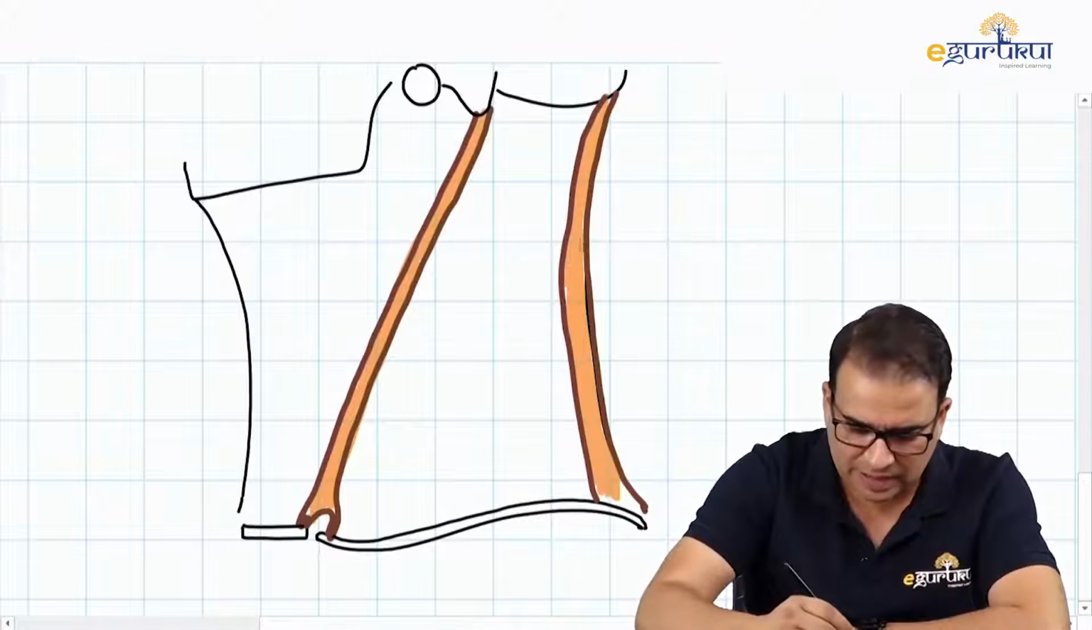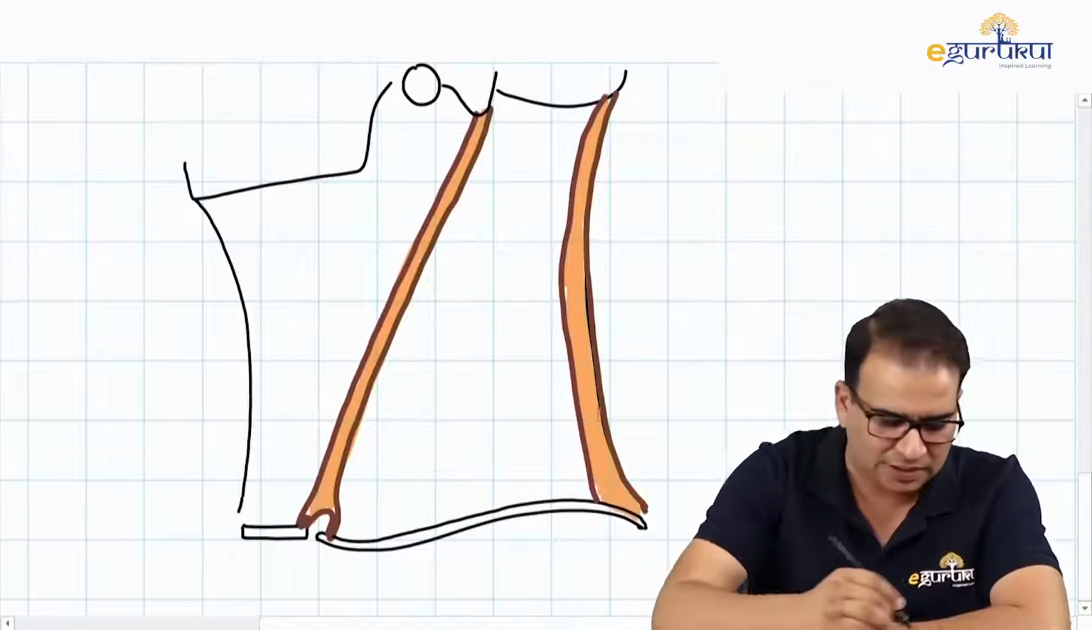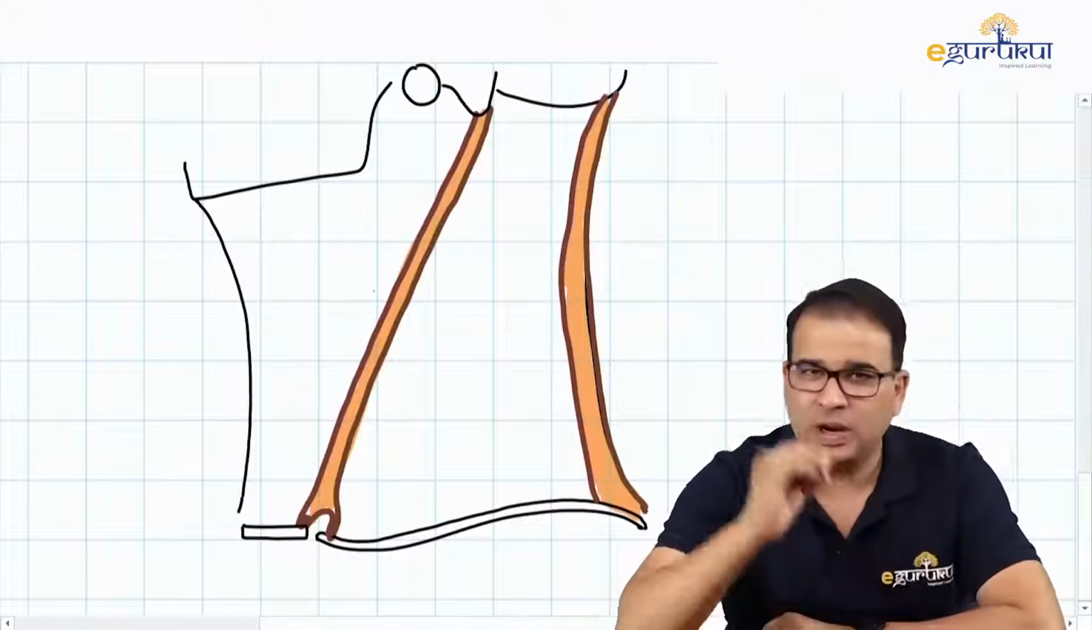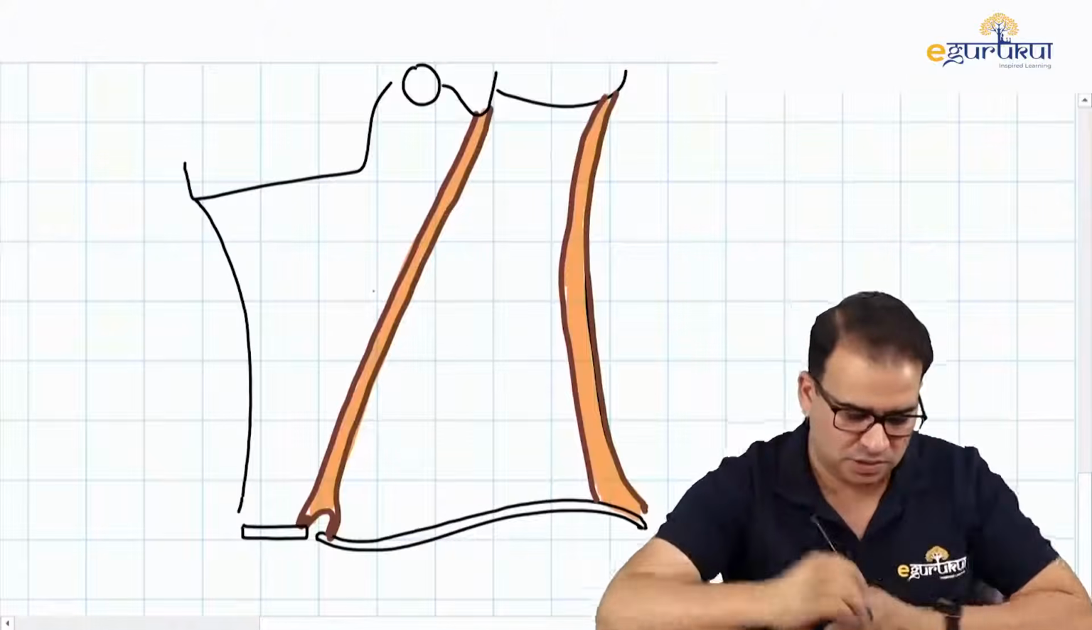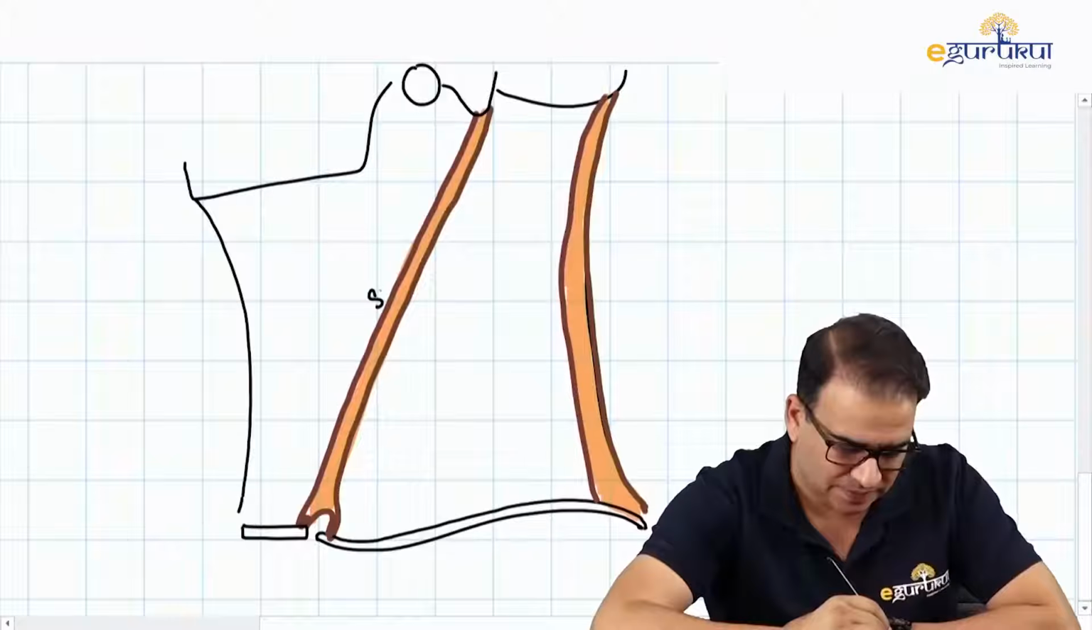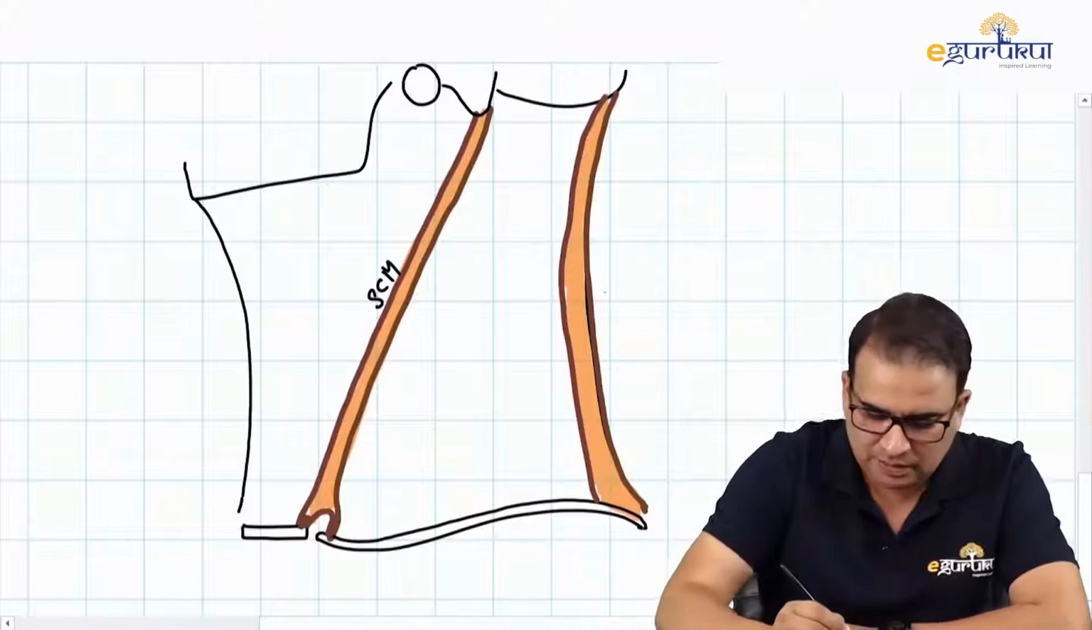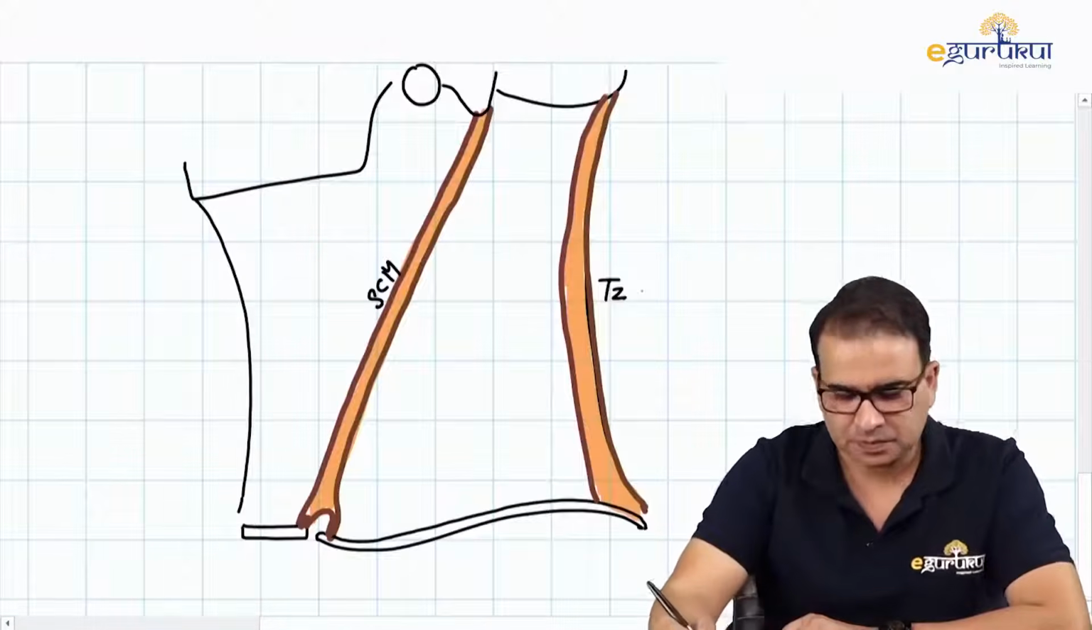Please try to write their name in short only so that we have enough space to mark the triangles. And do write it in short along the muscle only. Don't draw a line or something. So this is SCM, and I'm writing TZ for trapezius.